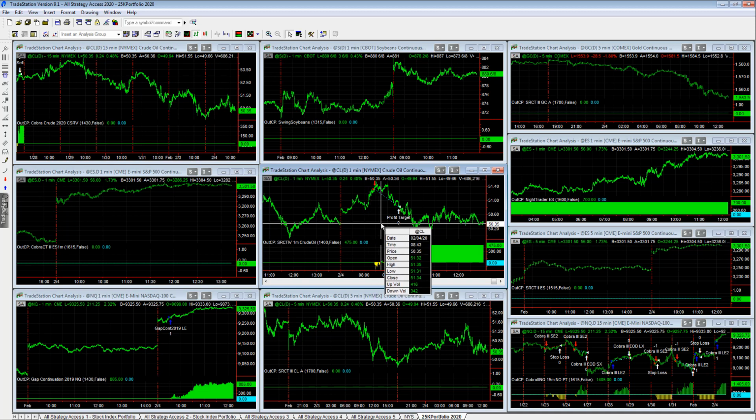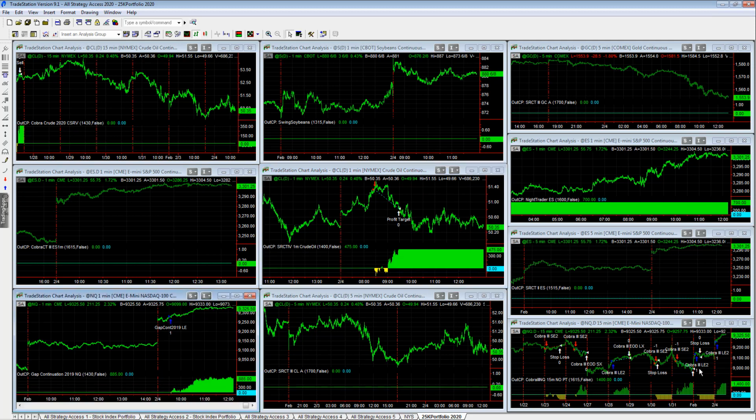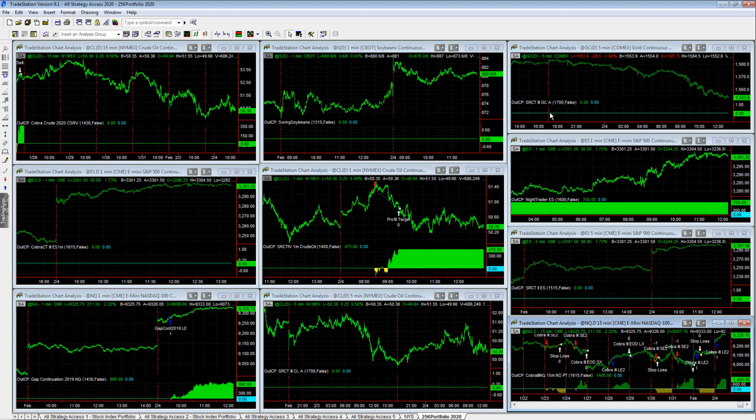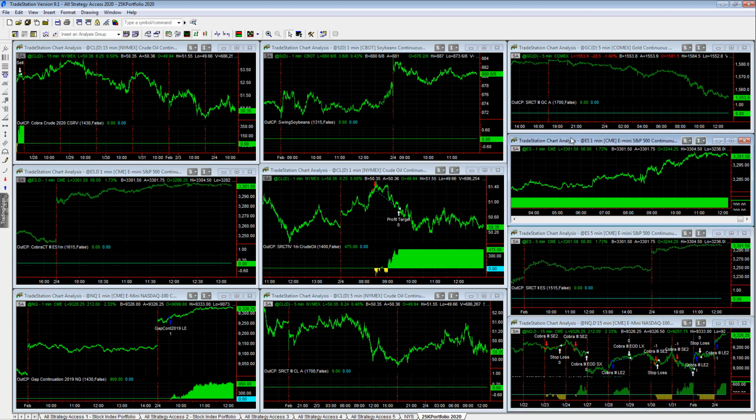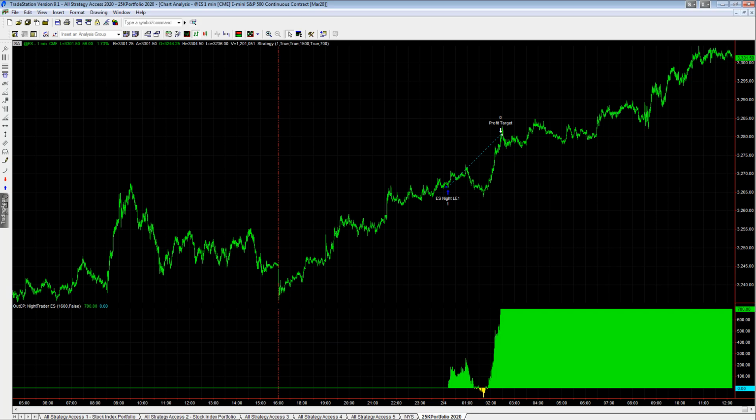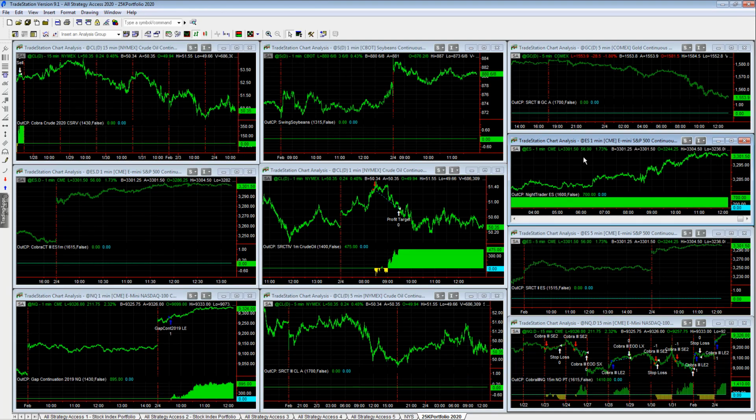Short crude oil, SR counter trend 4, short plus $500, UC 475. Consider slippage and commission. Gap continuation plus 880. Cobra 3 E-mini NASDAQ plus 1400. NinjaTrader ES is plus 700. So those are the 4 trades. Let's see, 1, 2, 3, 4. 4 trades today at equity peaks intraday with those trades.